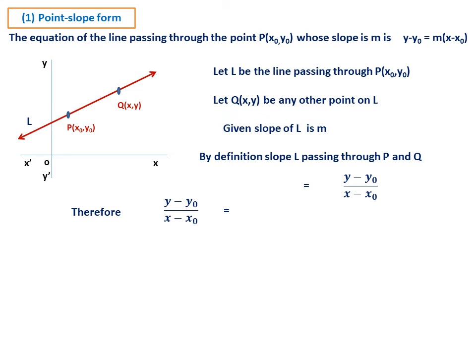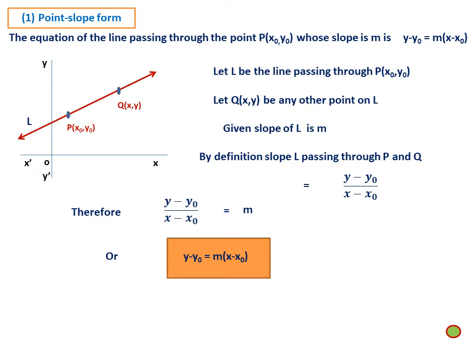Therefore, (y minus y naught) divided by (x minus x naught) equal to m, or y minus y naught equal to m into (x minus x naught), just cross multiplying. So this is the equation we wanted to derive. It's a very simple proof. So this is the proof.